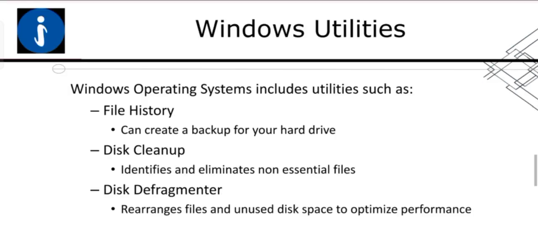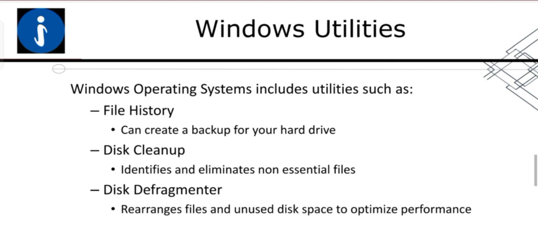Now moving forward to Windows utilities. What are Windows utilities? The Windows operating system includes utilities such as File History, Disk Cleanup, and Disk Defragmenter. What is the function of File History? File History creates a backup for your hard drive. It stores each and everything you have done in your Windows.